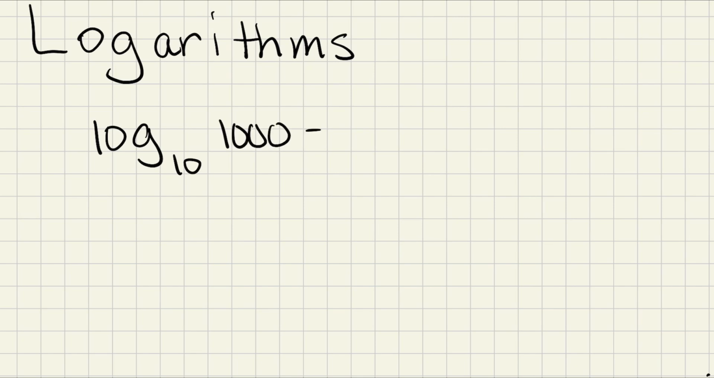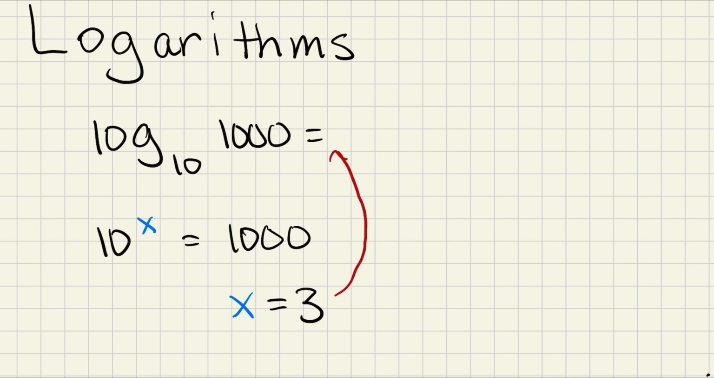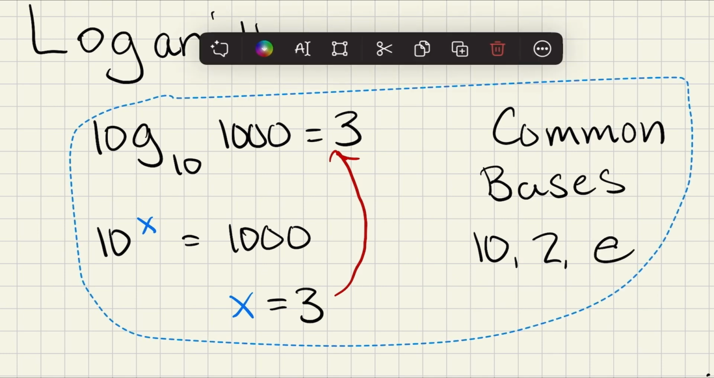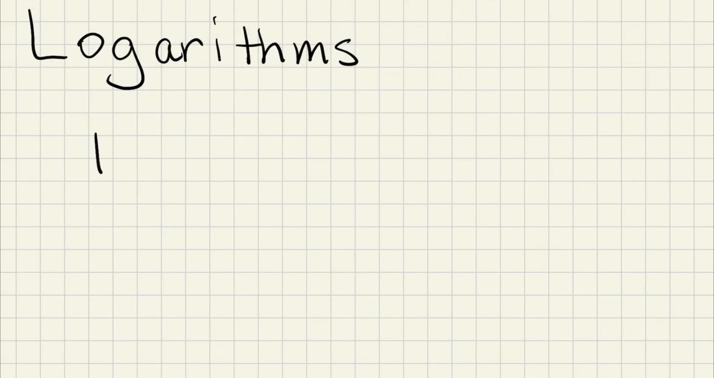Let's go ahead and work through a couple more logarithm examples just to really solidify the process. Here we have log base 10 of 1000. So we're asking ourselves, 10 times itself, how many times is equal to 1000? So here the answer is 3, since 10 to the third is equal to 1000. This is a really common base to use. Often we'll use base 10, base 2, or the natural base e.